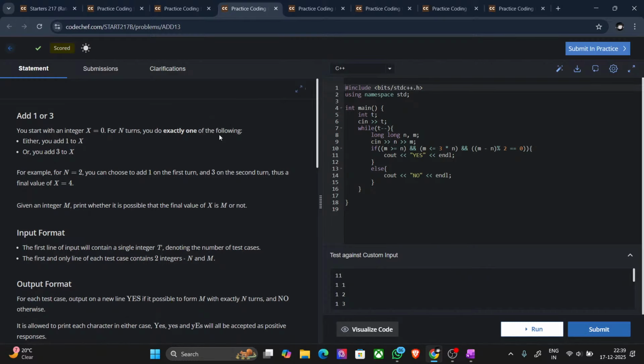Now in this problem, you start with an integer x equal to 0. For n turns, you do exactly one of the following: either you add 1 to x, or you add 3 to x. For example, if n equals 2, you can choose to add 1 on the first turn and 3 on the second turn. Thus, x's final value is 4. Given an integer m, print whether it is possible that the final value of x is m or not. Okay.